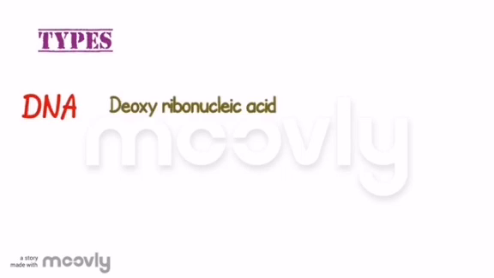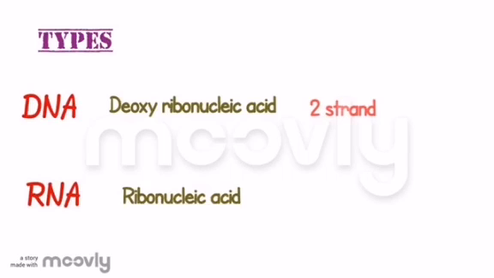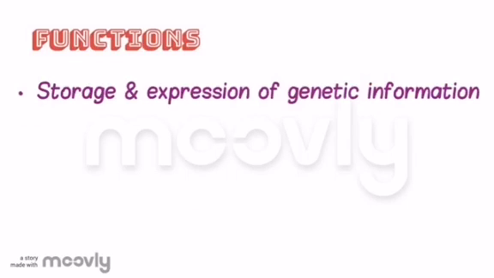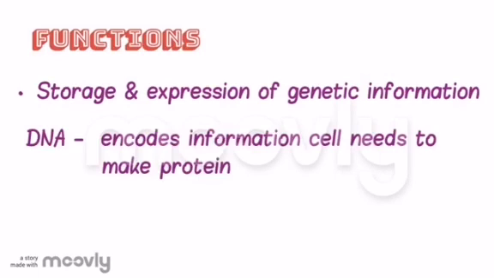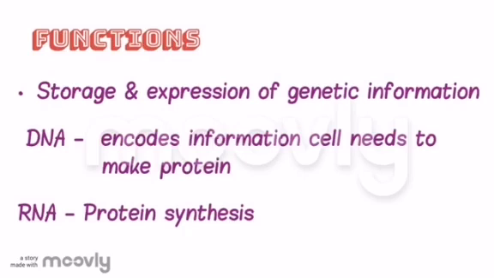The two main classes of nucleic acids are DNA, deoxyribonucleic acid, which is double-stranded, and RNA, ribonucleic acid, which is single-stranded. The functions of nucleic acids. The main function of nucleic acid is storage and expression of genetic information. DNA encodes the information the cell needs to make proteins. RNA helps in protein synthesis.